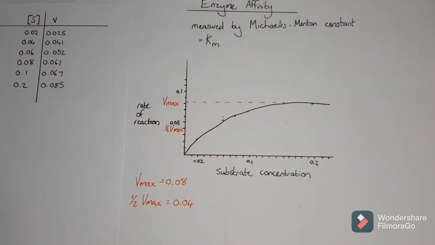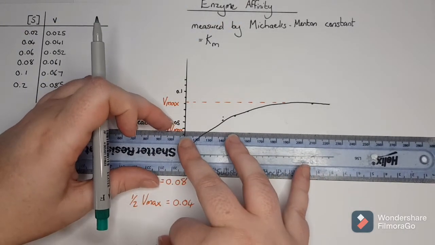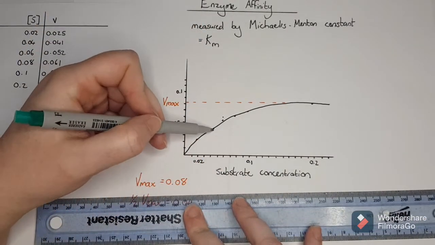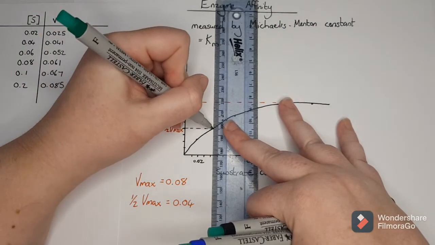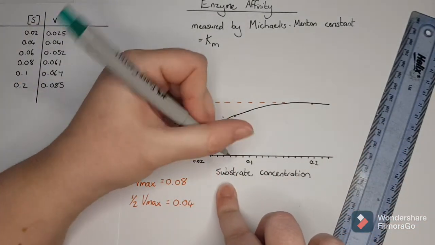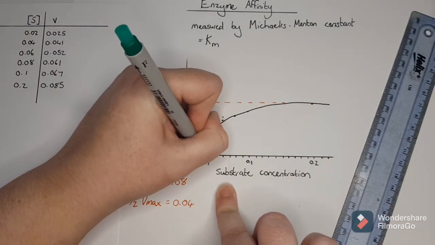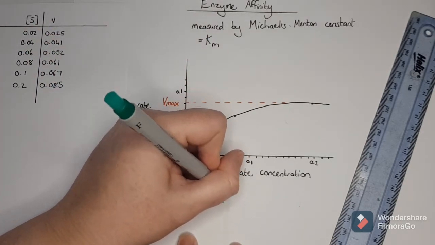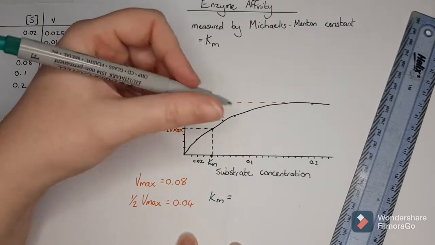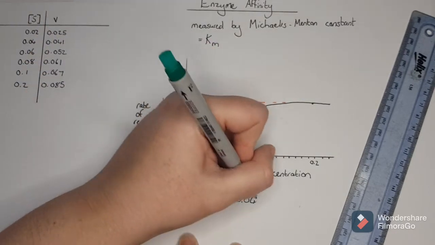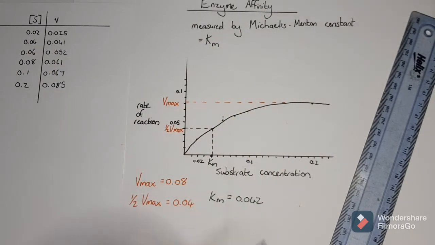And I can then draw a line across to my graph from that half Vmax, and where it meets my graph line, I can draw that down to my x-axis, and that point on the x-axis is going to be the Km. So I can read off and say that my Km is approximately 0.042.